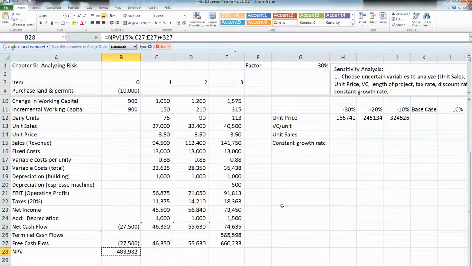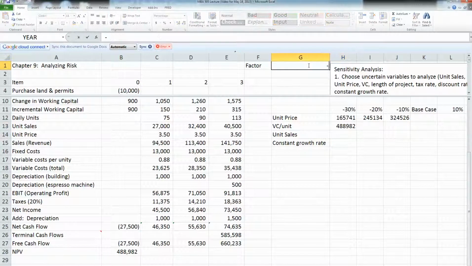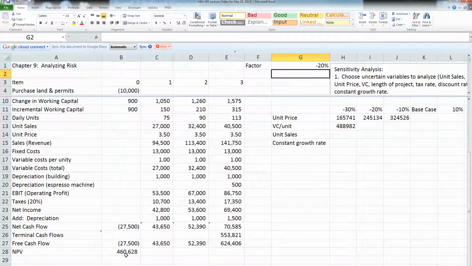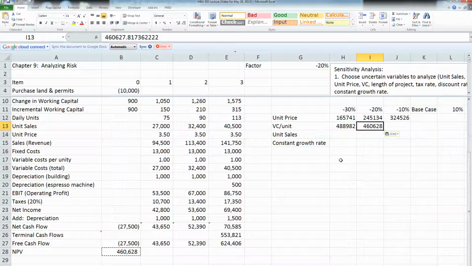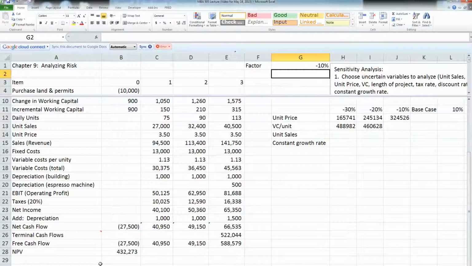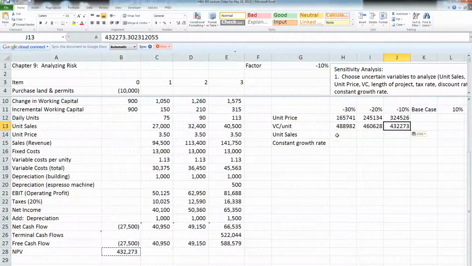So now I can copy that net present value, go to the minus 30% cell under variable cost per unit, and paste values. Make this 20%, copy that again, paste it in the minus 20% one. Then again, I'll finish the rest of this table later.